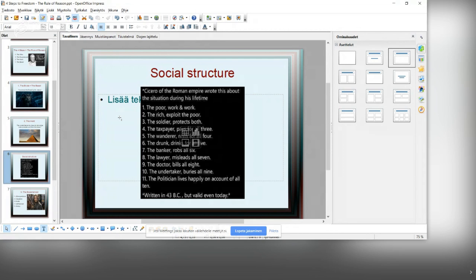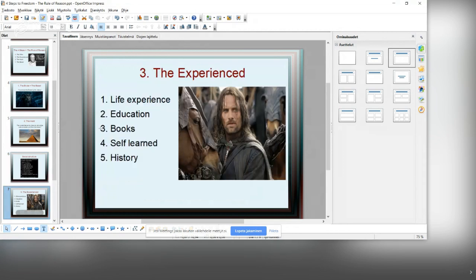The drunken ones just drink for the five. The banker robs all six, and the lawyer misleads all these seven. And the doctor just sends bills to all of these eight people. The undertaker just buries all of these nine people, and the politician lives happily on account of his ten. This is kind of a humorous way of representing this.